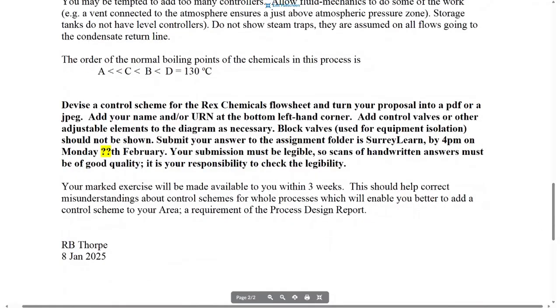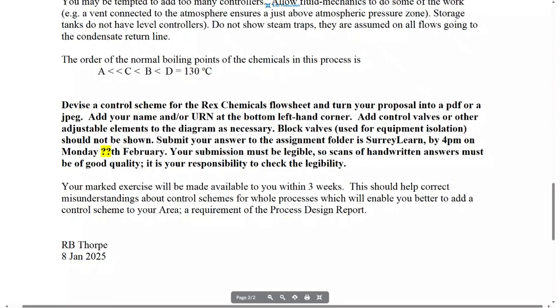Devise a control scheme for the Rex Chemicals flowsheet and turn your proposal into a PDF or a JPEG. This is an important statement in bold text. Add your name and/or URN at the bottom left-hand corner. Add control valves or other adjustable elements to the diagram as necessary. Block valves used for equipment isolation should not be shown.